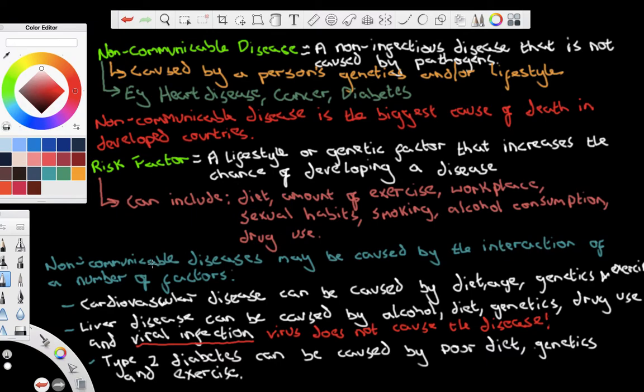Non-communicable diseases are caused by the interaction of lots of risk factors. For example, cardiovascular disease is caused by having a poor diet, being old, having the genetics, and a lack of exercise. Liver disease can be caused by drinking lots of alcohol, having a poor diet, having poor genetics, using lots of drugs, and having certain viral infections. And type 2 diabetes can be caused by a poor diet, genetics, and a lack of exercise.